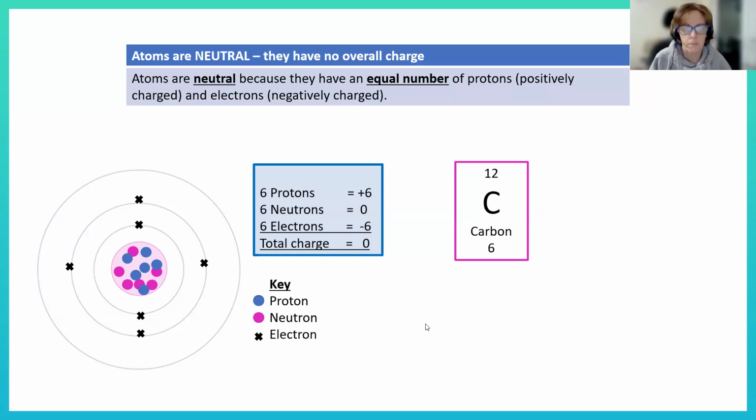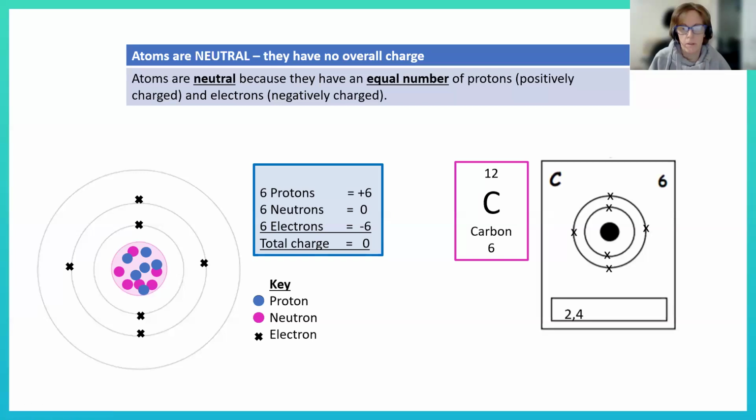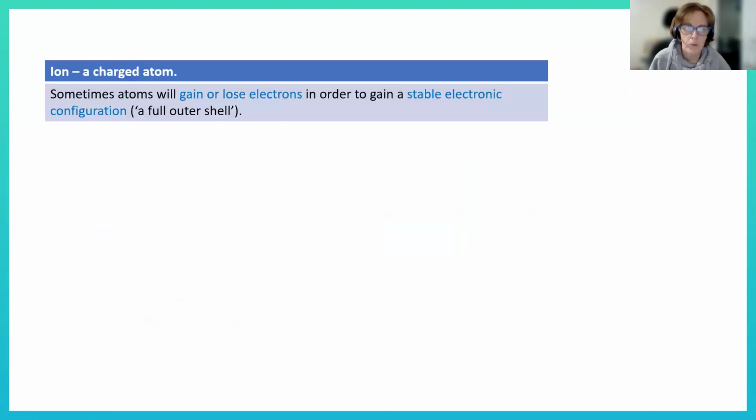Now, that's what we call the electronic configuration of carbon, 2, 4. So we've got 2 electrons in the first shell, 4 in the second shell. We're going to have a look at ions now, which is how we end up with a charged atom, because we're going to be looking at charged atoms or ions today.